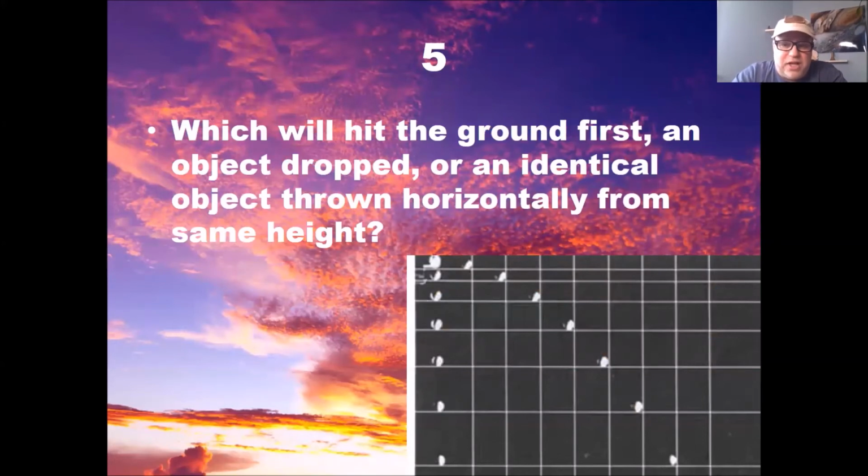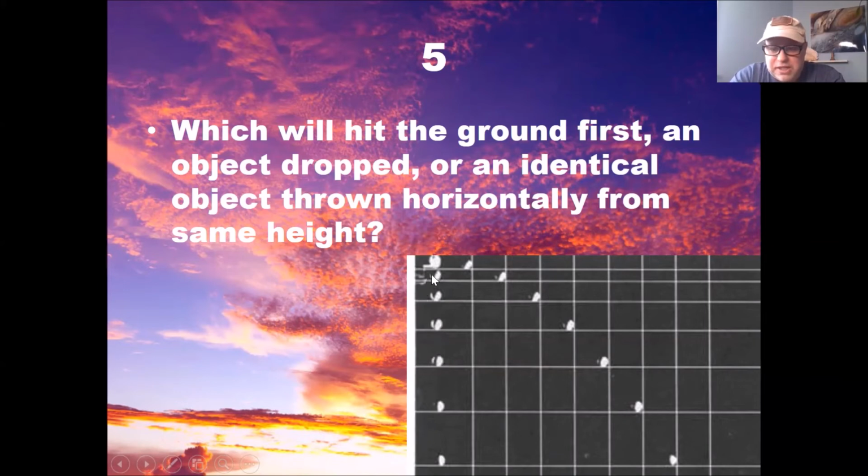Which object is going to hit the ground first, an object dropped or an identical object thrown horizontally? So again, this is an example that normally I'd show you in class, but I don't have the little machine that does it. All they do is they have 2 ball bearings, kind of beside each other right here. One of them gets shot out, the other one gets dropped at the exact same instant.